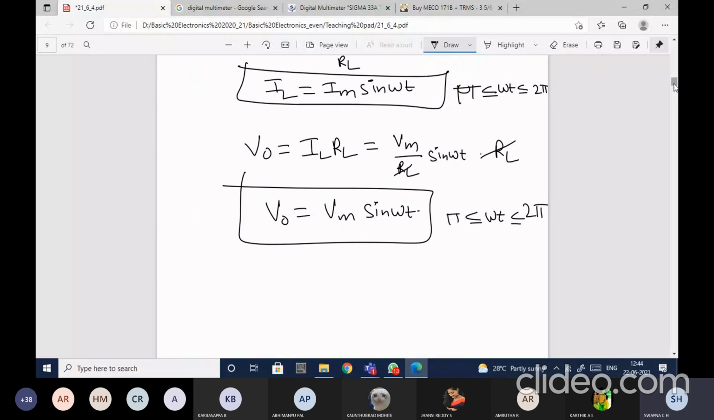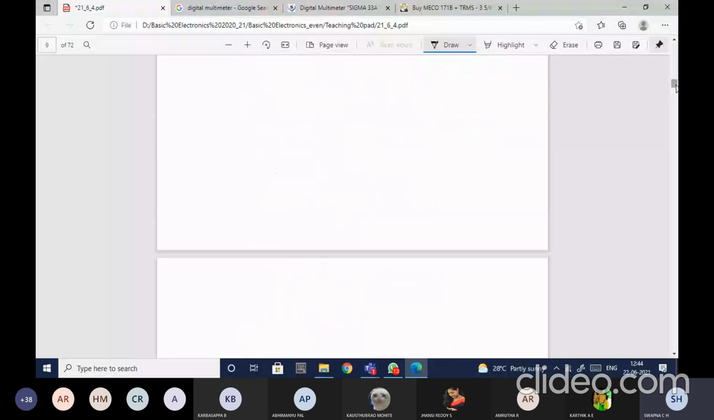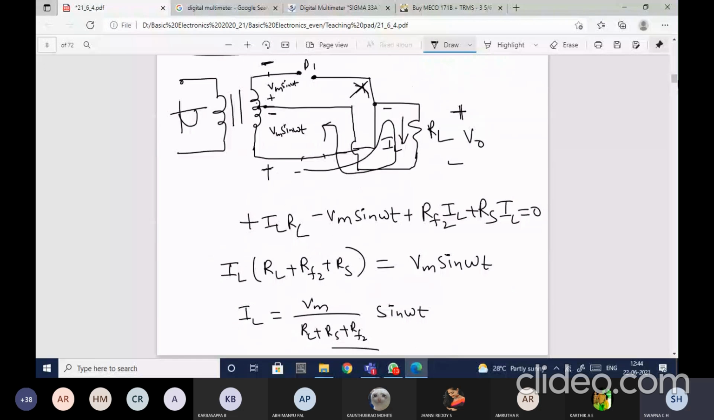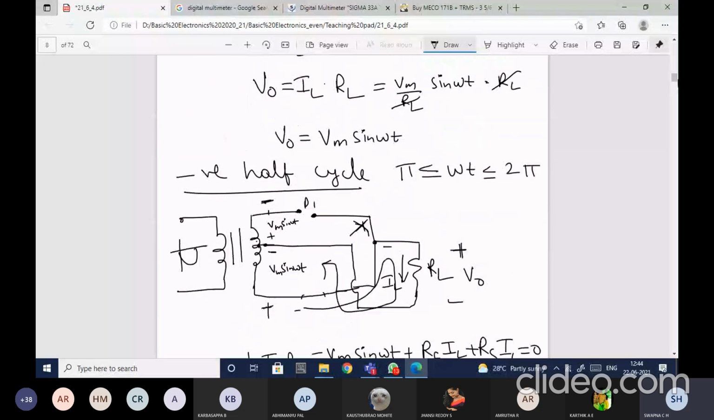So coming back. Okay, fine. Let me just draw the waveform. Now I want you people to answer whether I'll get the waveform in this way or in this way.